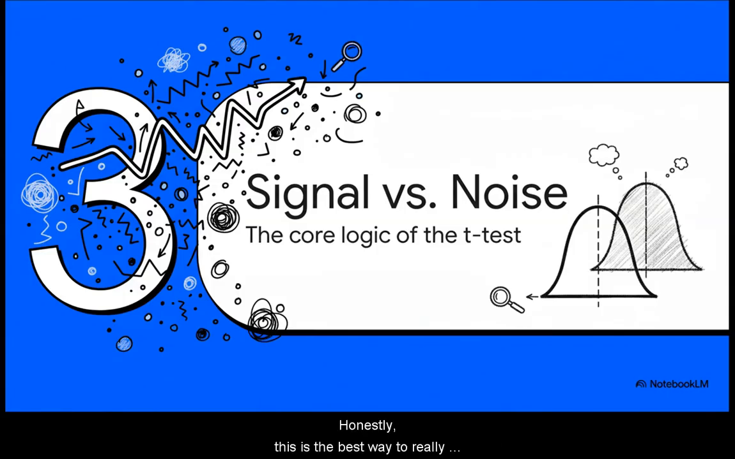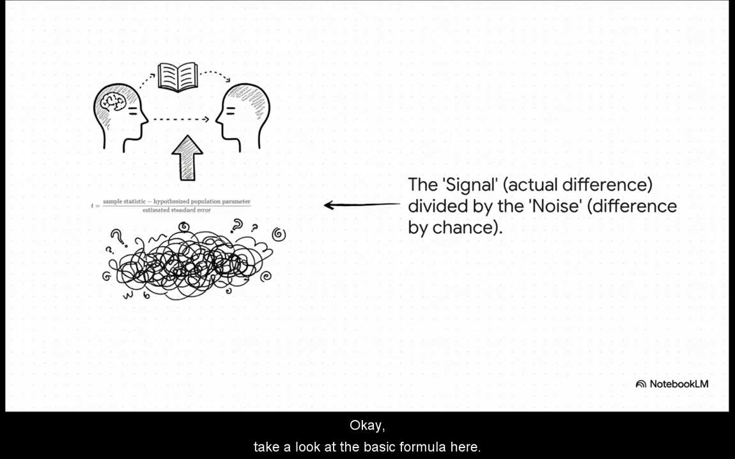Which leads us perfectly into section 3, signal versus noise. Honestly, this is the best way to really get what's going on inside the t-test. It's such a simple but powerful way to think about it. Take a look at the basic formula here. That top part, that's our signal. It's the actual difference we found between the brain app group and the book reading group. It's the potential effect we're trying to find.